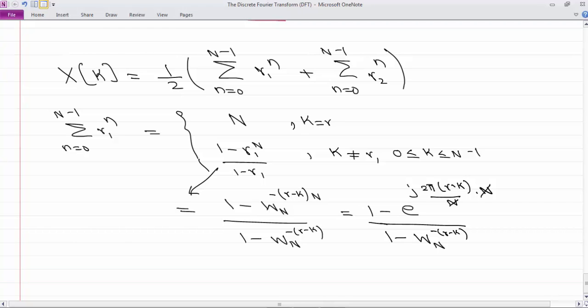So what is r minus k? That is an integer, right? So if I have e to the j 2 pi times an integer, what is that equal to? So this is always equal to 1, which means that the numerator is 1 minus 1, that is equal to 0. 0 divided by whatever we have, it's 0. So this means that this first sum is equal to N for k equal to r and 0 otherwise. Okay?